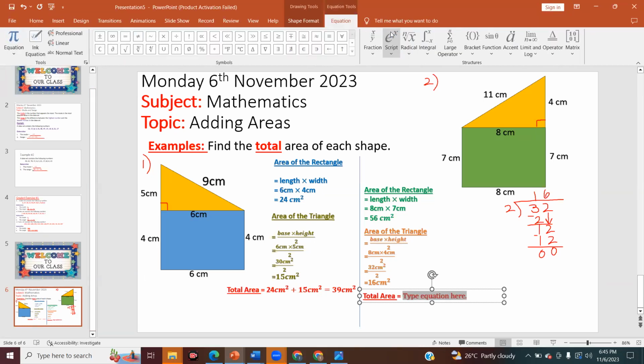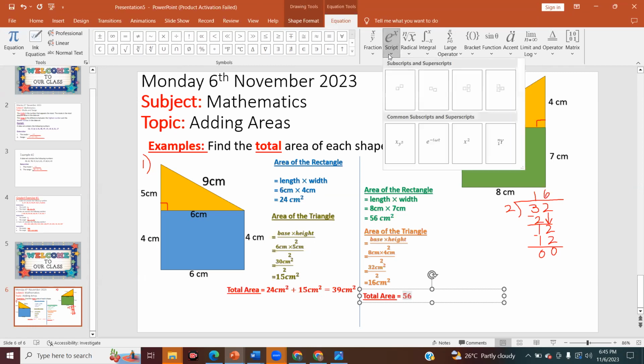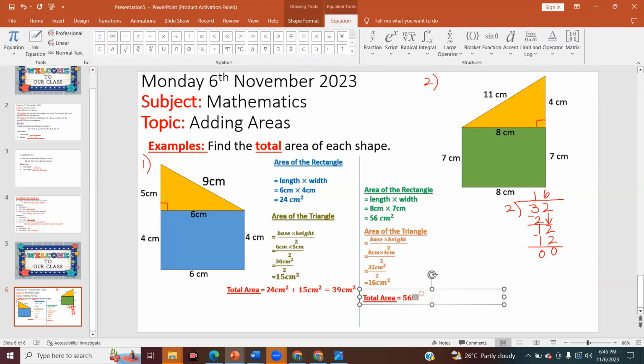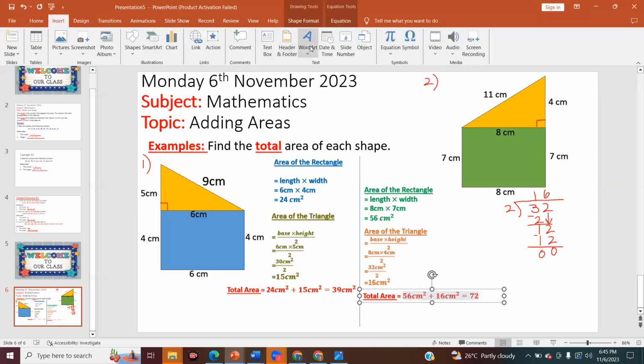And so we have 56 centimeters squared plus 16 centimeters squared, and that's going to be equal to what? Anyone got an answer? 56 plus 16, which y'all got? 72. 72 what? Yeah, 72 centimeters squared.